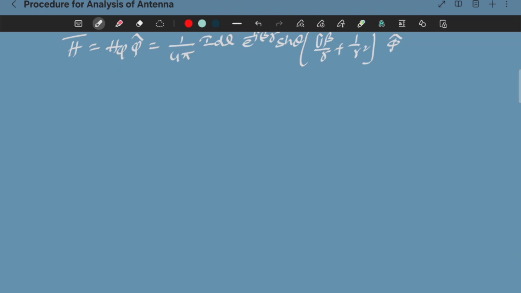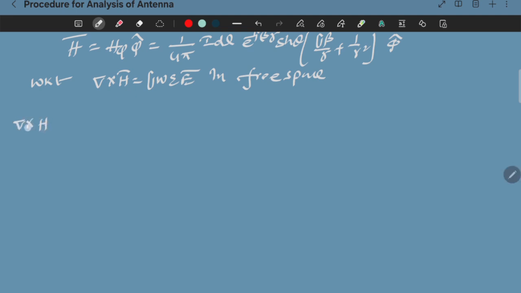Now we will see the remaining part of the analysis of the antenna, that is to get the electric field. We know that del cross H is equal to jωε into E bar in free space. So we need to perform the curl operation for the H.